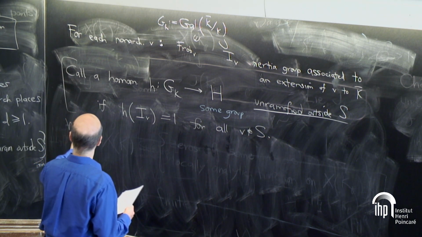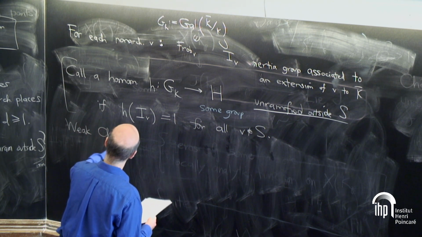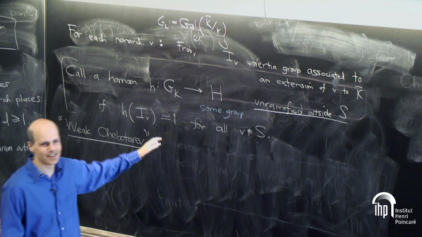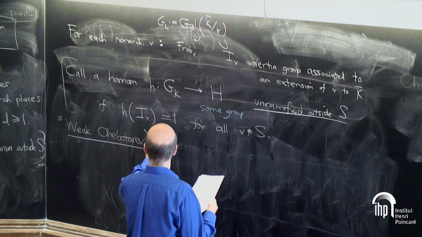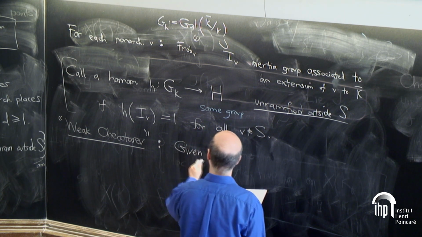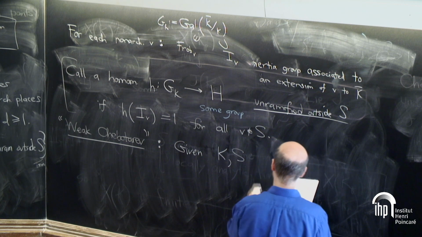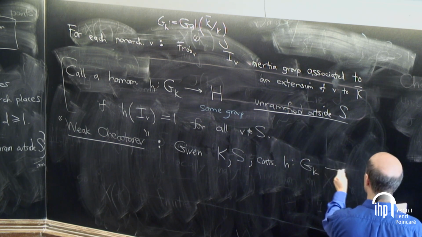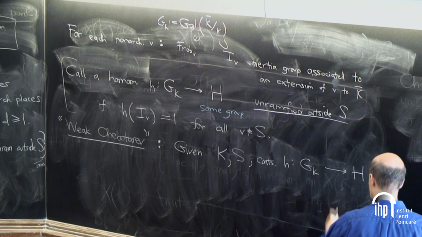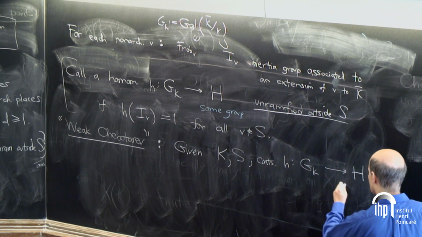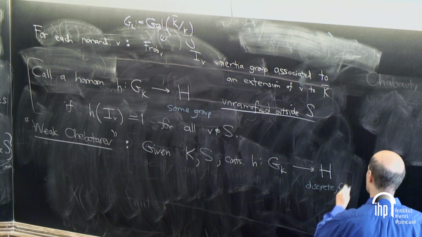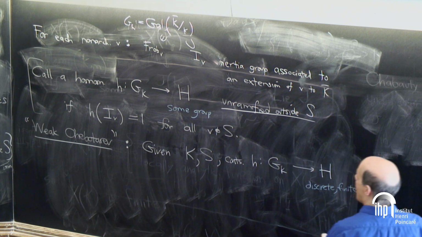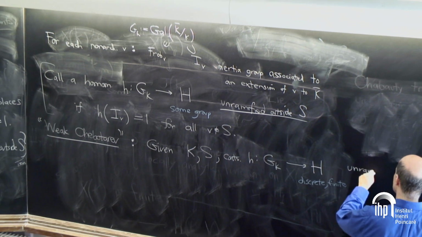And now I can state a weak version of the Chebotarev density theorem. I don't think anybody else calls it this, but I'm going to call it this. So given K and given S, and given a continuous homomorphism from the absolute Galois group to some finite group, a discrete finite group, so the kernel is of finite index, and this is unramified outside S.